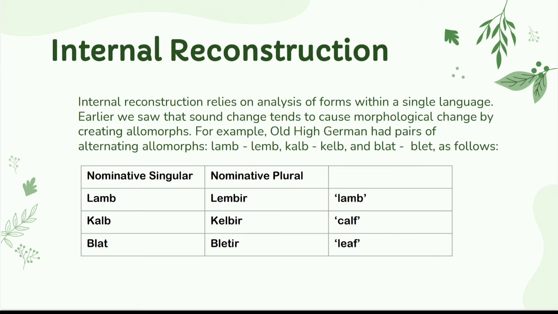We can infer that the E alternation in these allomorphs springs from a single phoneme A, which became E before R. This is phonetically plausible because the fronting of a back vowel before a suffix containing a front vowel is a common phonetic change, or we can say that it is assimilation. Using just the facts of Old High German, we can deduce that earlier forms of the language had only one nominative morpheme for each of these words, like lamb, kalb, and blood, until a sound change or assimilation led to the development of new allomorphs.